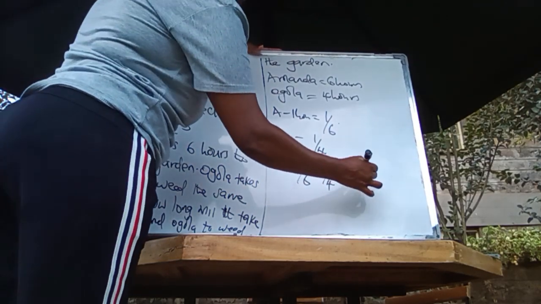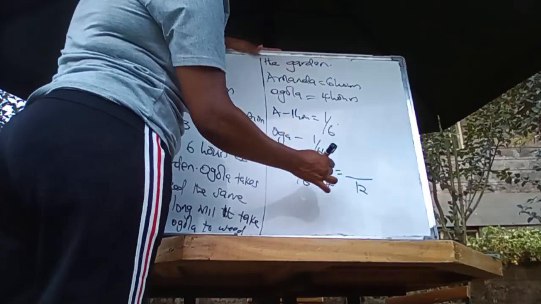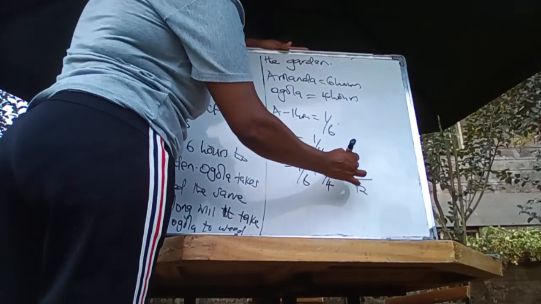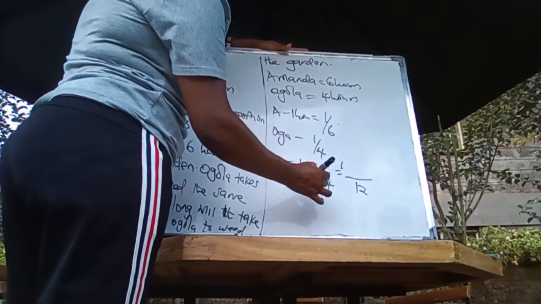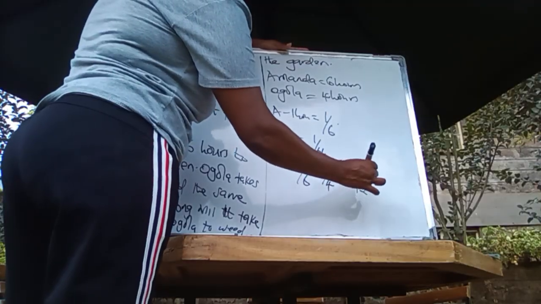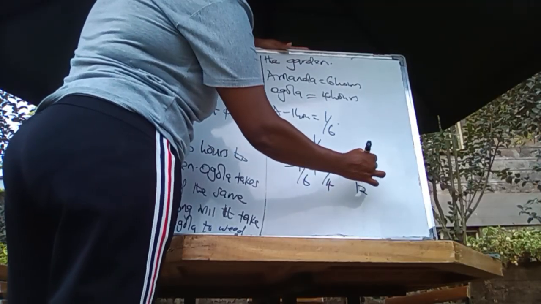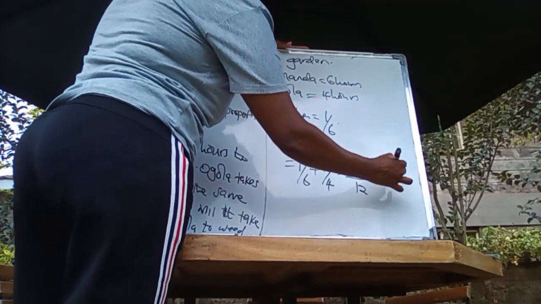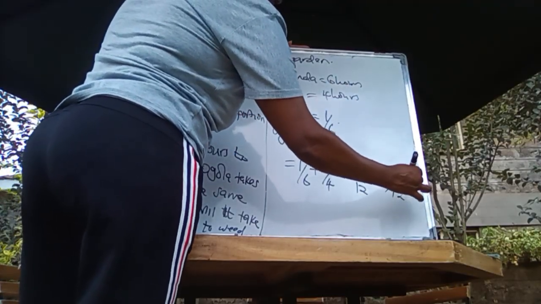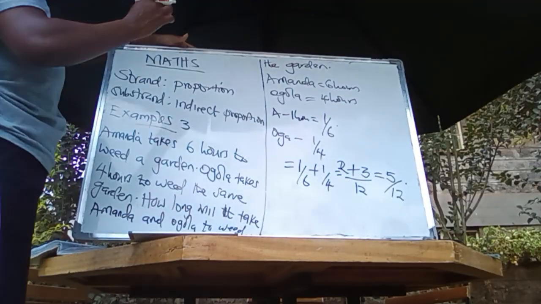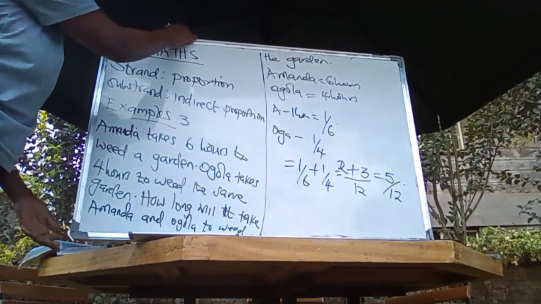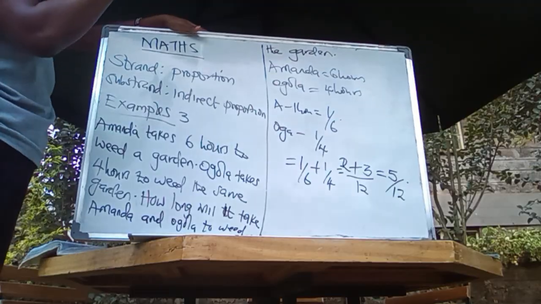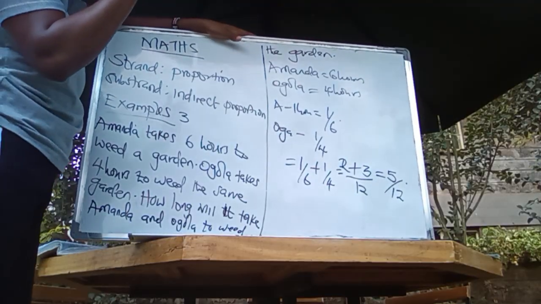You look for the LCM, which is 12. 12 divided by 6 is 2, plus 12 divided by 4 is 3, which gives 5 over 12. Now this is the work they are going to do in 1 hour.